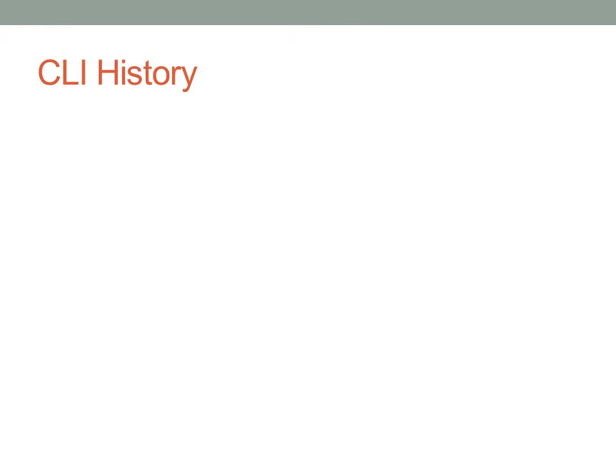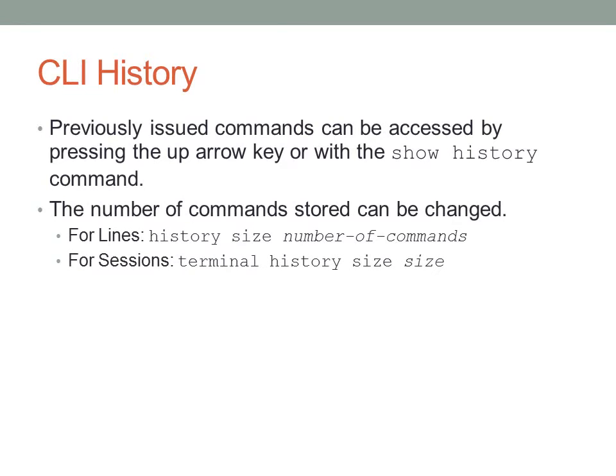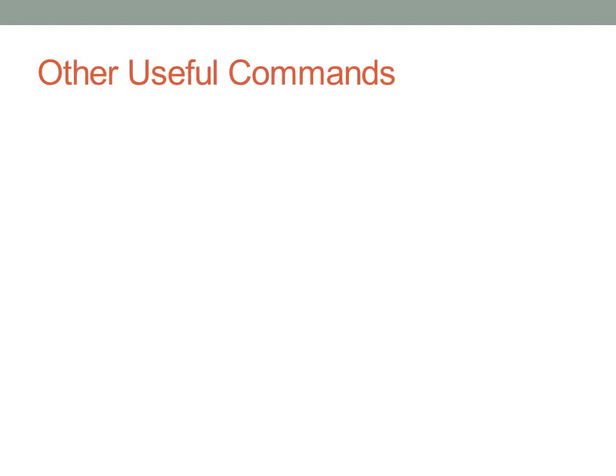We can also look at one of the more interesting features, command line history. You can access command line history by pressing the up arrow key, or you can use the show history command. This is very, very useful if you want to recall commands that you've recently entered, for example, recently entered show commands, recently entered configuration commands, and so forth. You can actually configure the number of history commands that are stored in the buffer with the history size, number of commands, or terminal history size for individual VTY lines.